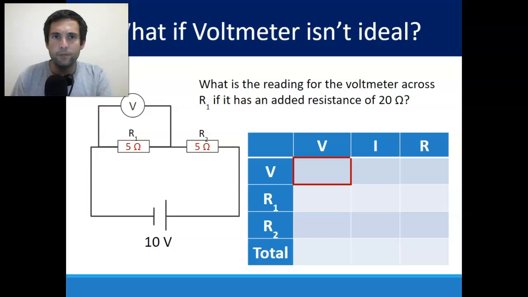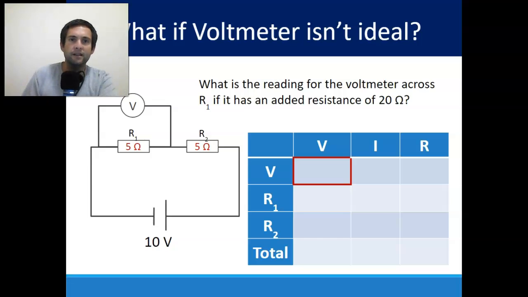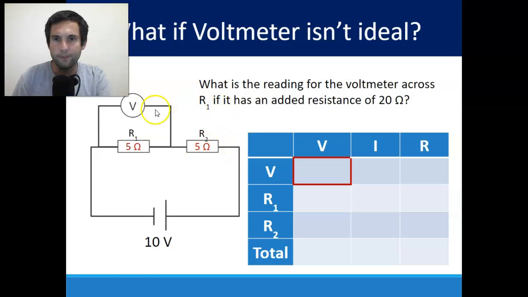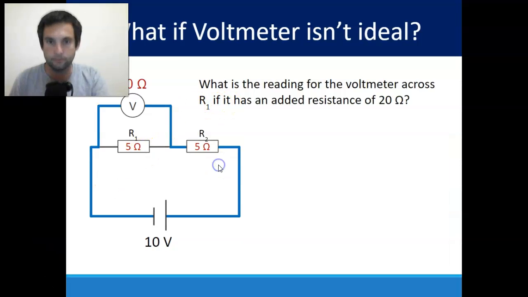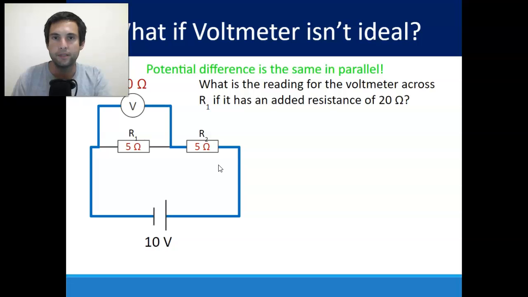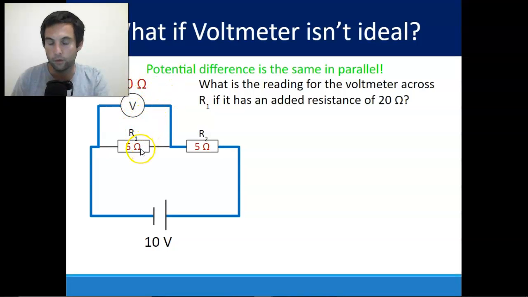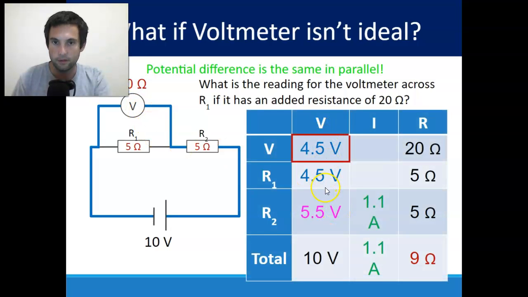Alright, what if the voltmeter isn't ideal? What's the reading here across R1 if the voltmeter has an added resistance of 20 ohms? Let you go ahead and try that. Here we go. Potential difference is the same in parallel. So that means whatever our potential difference down here is, potential difference up here is. So there we go, 4.5 volts.